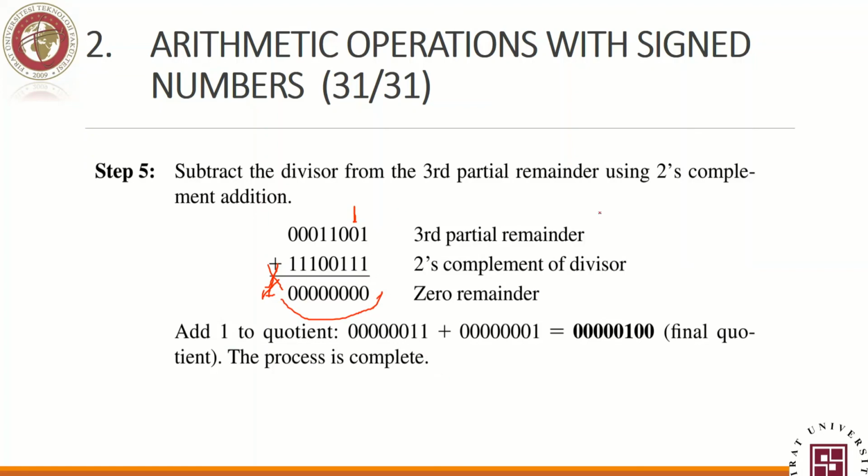Why? Because this step is concluded, done. We reach to 0 remainder, not quotient. Okay? Take the remainder. This is 0. Now add 1 to the quotient. We have 1, 1 plus 1, that is 1, 0, 0. So we have 0, 0, 0, 0, 0, 1, 0, 0. Why? This is 3 in decimal, plus 1 is 4. 4 is represented by 1, 0, 0. Double check it. Okay, that's the process.